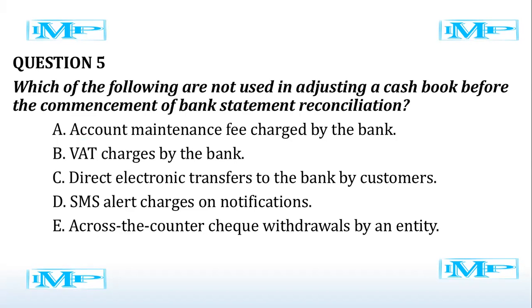Items captured or recognized or entered in the cash book correctly are not adjusted for in the cash book. Answer options A to D, which are in the bank statement, are adjusted for in the cash book before commencement of reconciliation. Across the counter check withdrawals by an entity are already correctly posted in the cash book and are therefore not adjusted for. E is the answer to question number 5.